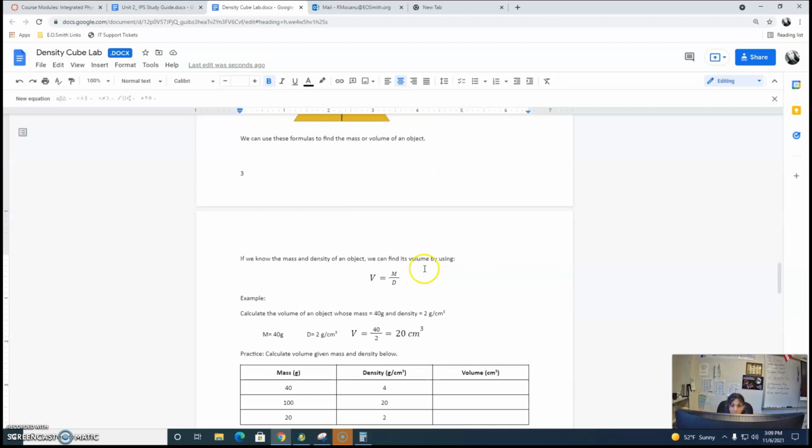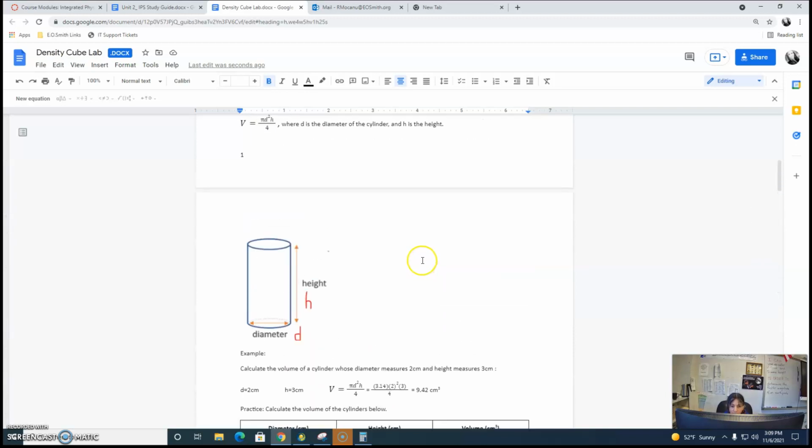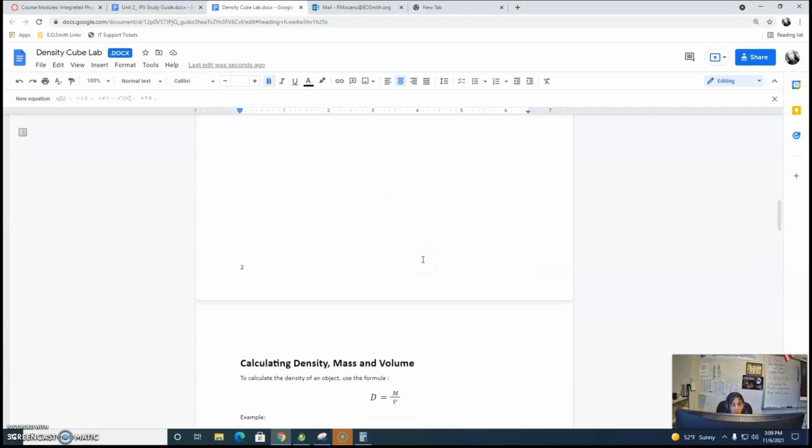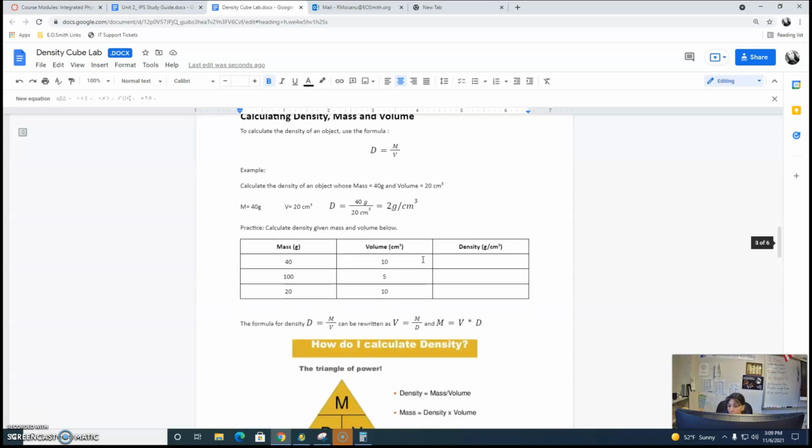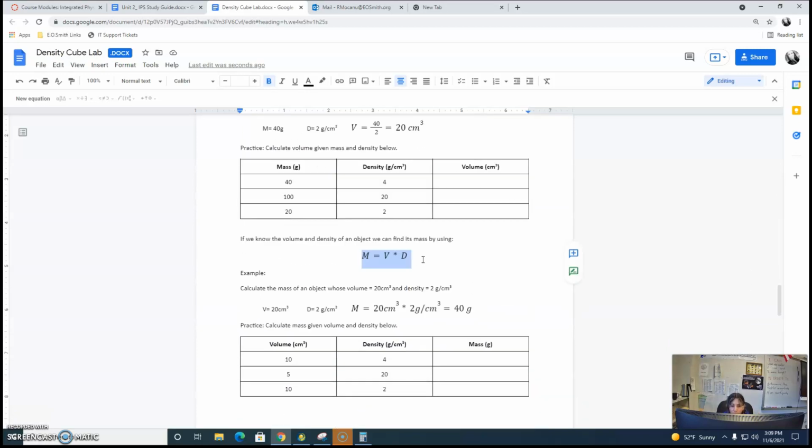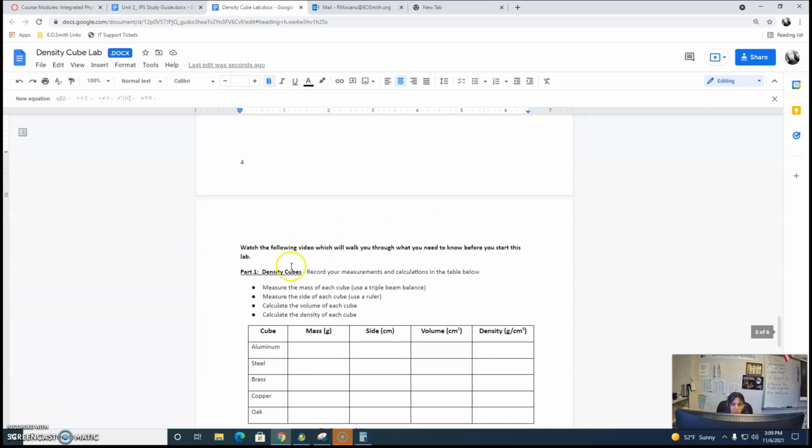So finally, once you are done with all these calculations, which are just refreshing your memory, review, hopefully from stuff that you did before, once we're done with all this, now we're getting into the lab. All right, so for the lab, you're going to be using a few materials that I'm going to give to you.